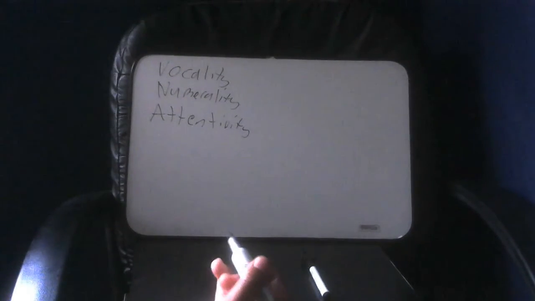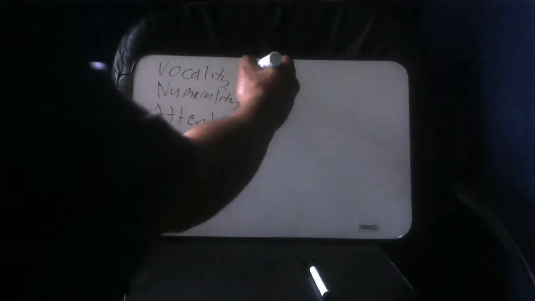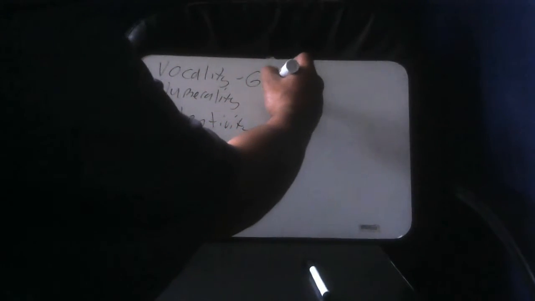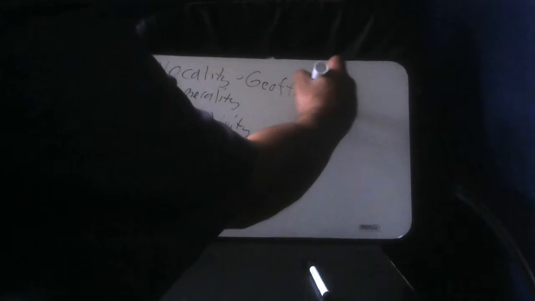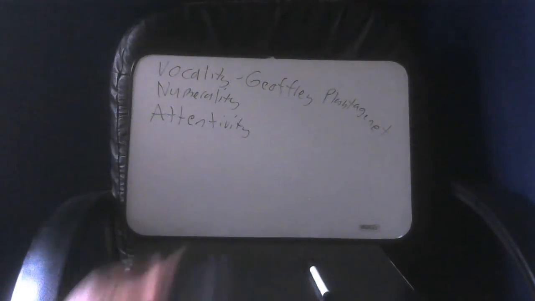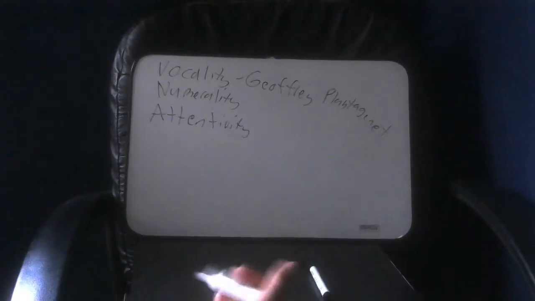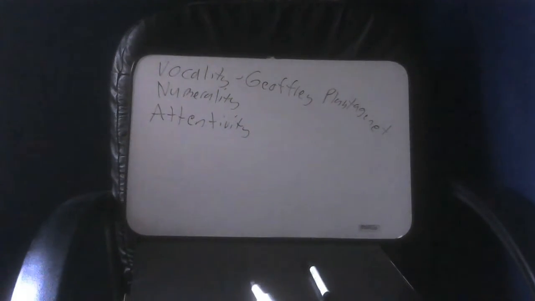Okay, so vocality is the study of words that are used by this life form. A good example would be Geoffrey Plantagenet. Okay, so Geoffrey Plantagenet was an English person who had children who ended up being kings of England. And this was around the time of the Crusades.